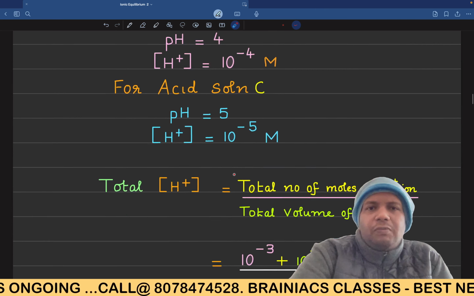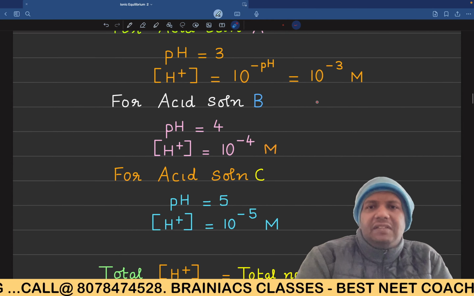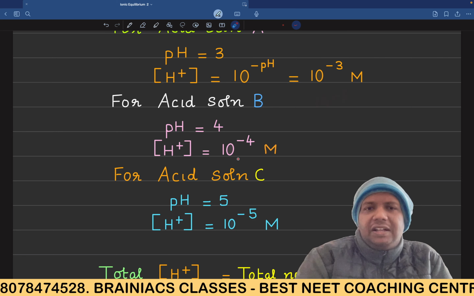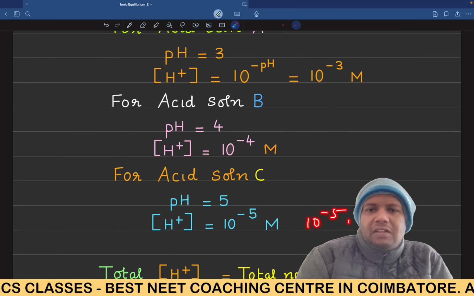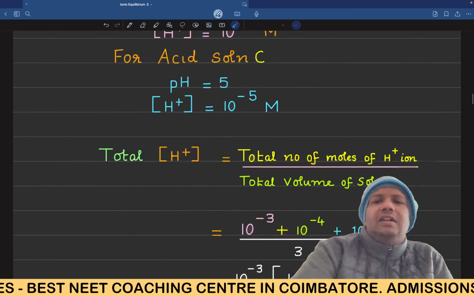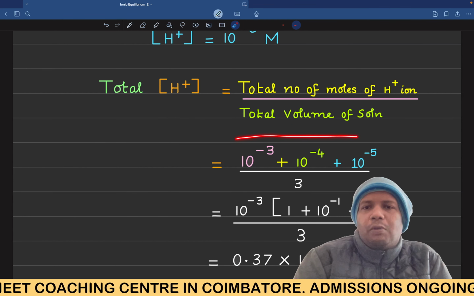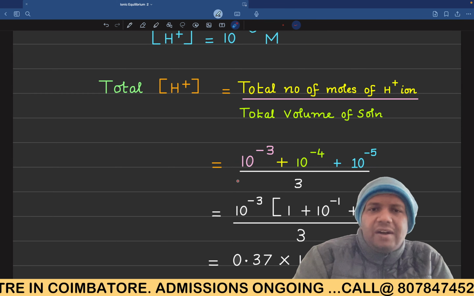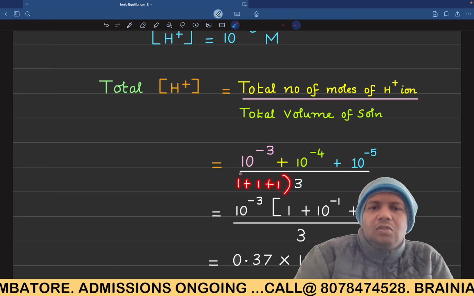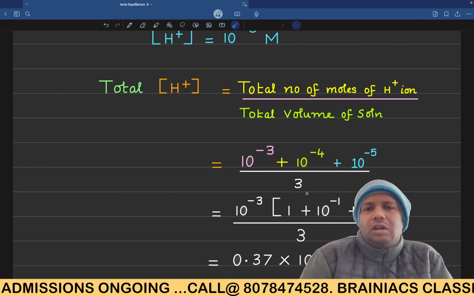So we know the number of moles here is 10 power minus 3 moles present in 1 liter. Here 10 power minus 4 moles present in 1 liter. Here 10 power minus 5 moles present in 1 liter. So we add all the number of moles. Now we know that all these are present in 1 liter solution. We add 1 plus 1 plus 1, so you get 3 liter total volume.